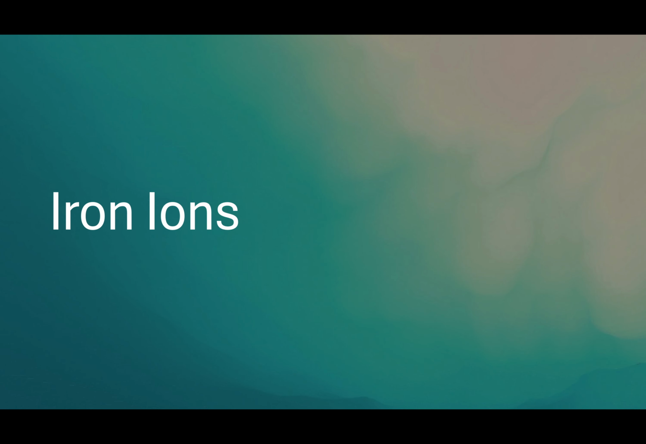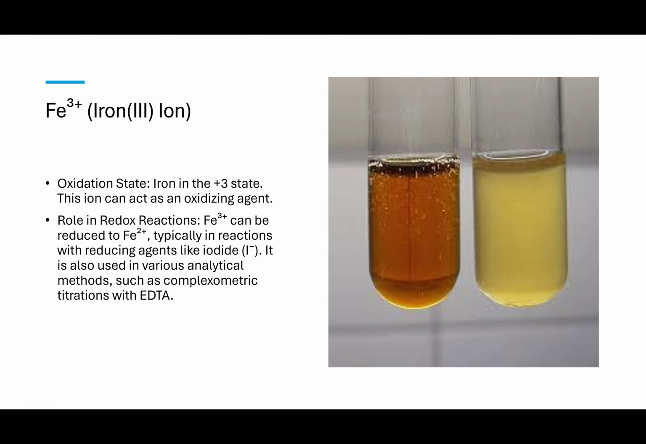Right. So the iron ions. Now we know the iron ions already. We know our iron 3+, our ferrous iron, right? So the role of the iron 3+ generally is to be used typically with reducing agents like iodine. So we tend to use them in analytical methods. We tend to use iron to create complexes. Iron makes really good complexes, and we use them to carry out some other reactions or use them as a catalyst.